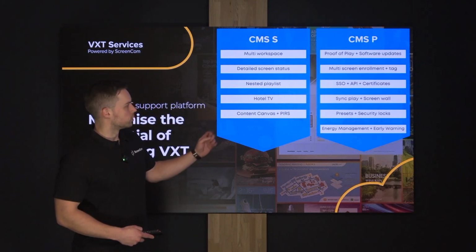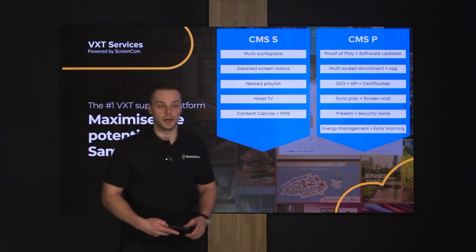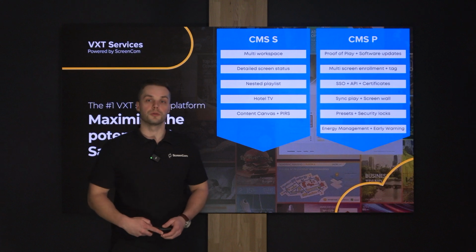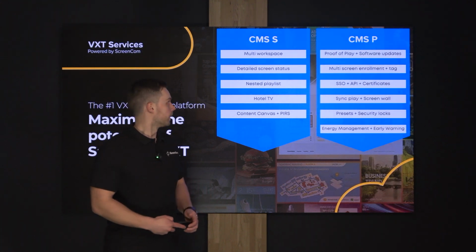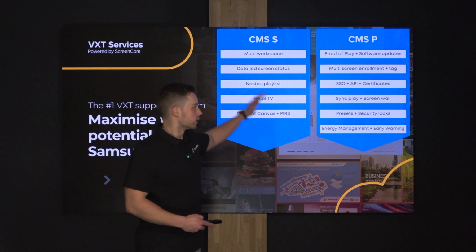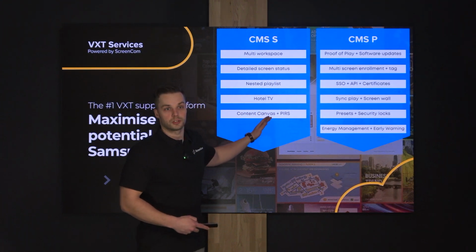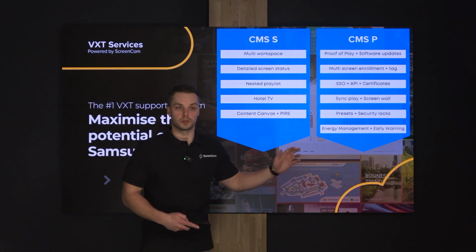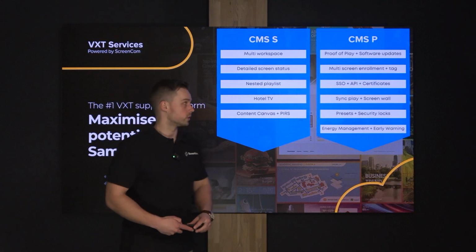Now then we have the CMS-P, which is the Pro variation and actually the most extensive version of VXT that there is today. Now what are the differences between those two? CMS-P covers everything that CMS-S has as well. So CMS-P really is the full package of VXT.